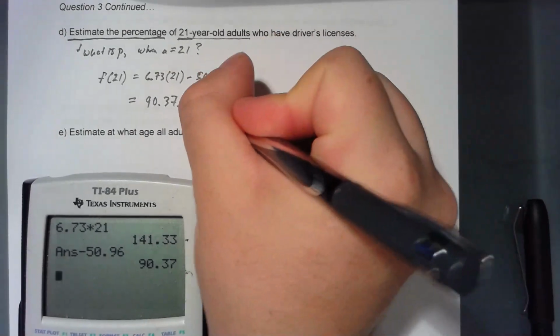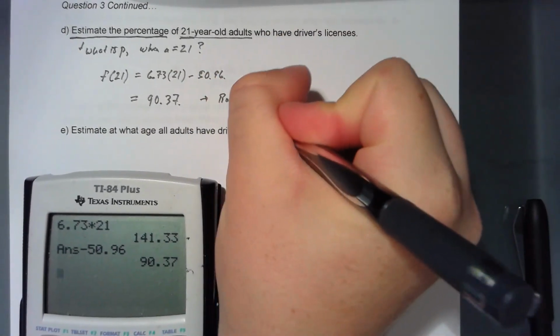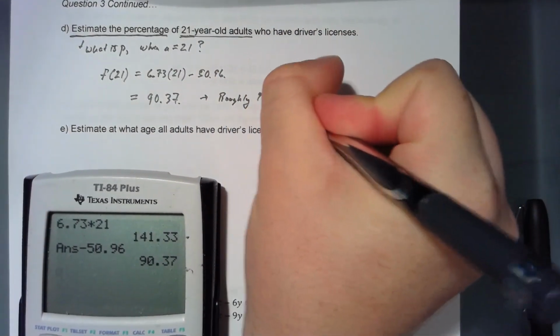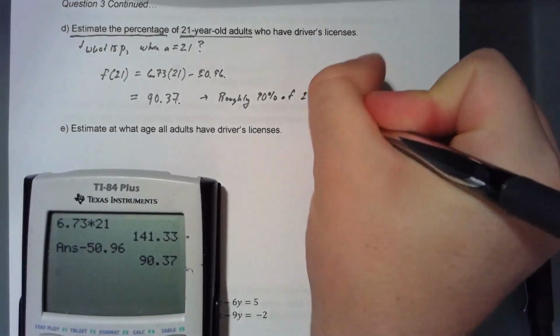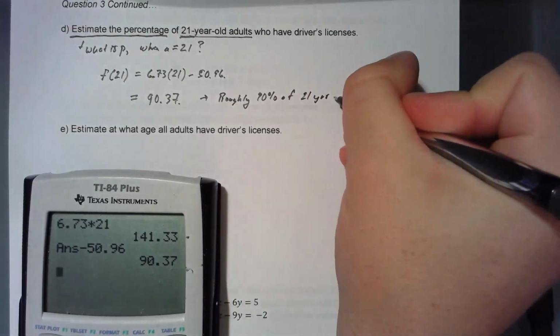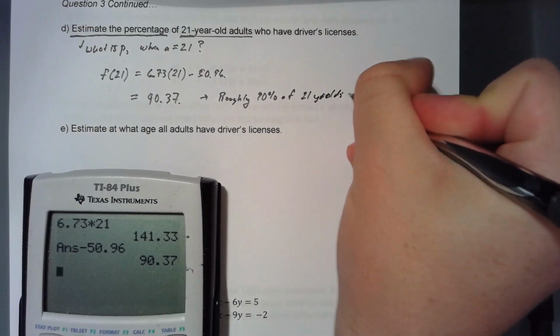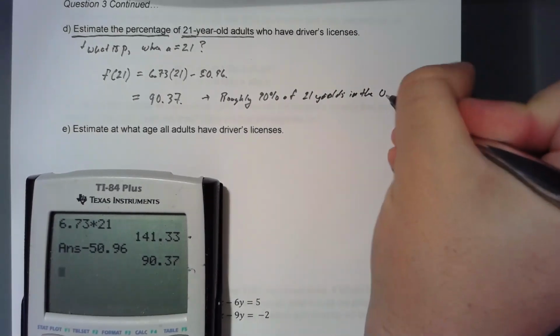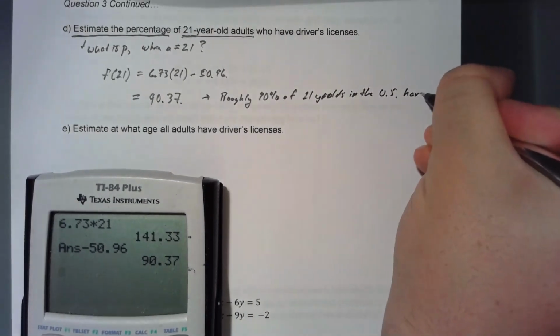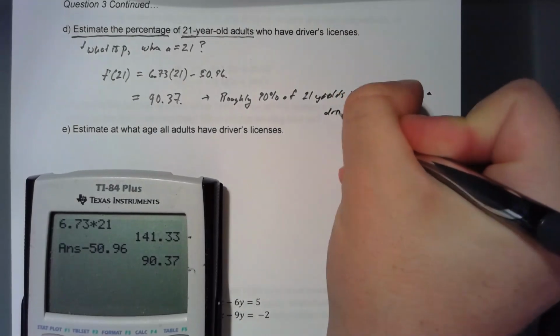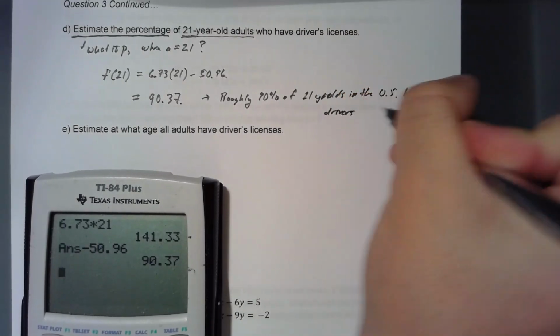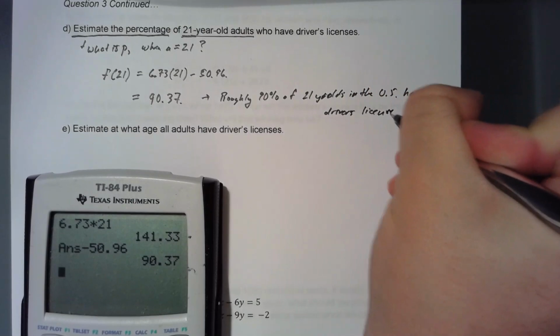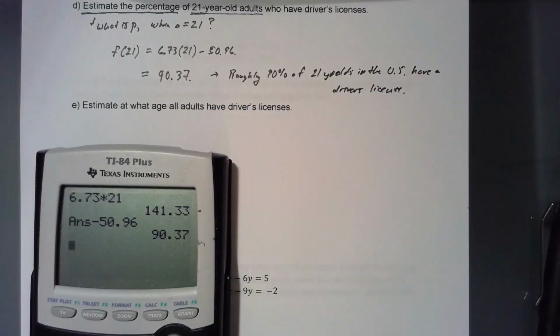So this means roughly 90% of 21-year-olds in the U.S. have a driver's license. All right.